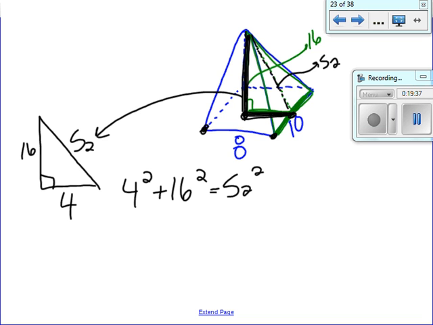Hey, don't get discouraged. I know this is complicated. It's okay. You will eventually get there.